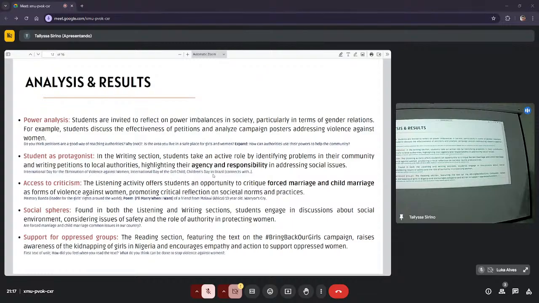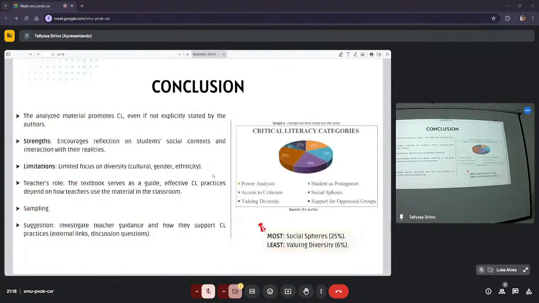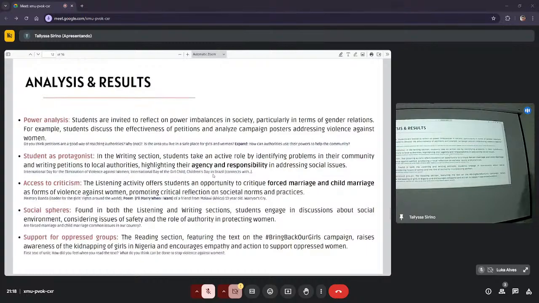So we have in the reading section the first text that introduces this theme for the students, and this text talks about the kidnapping of Nigerian girls. And after reading the text, there are questions for the students to think about their feelings. How did you feel when you read the text? And also, what do you think can be done to stop violence against women? So to think about the sense of the feeling and also actions to reduce this issue.